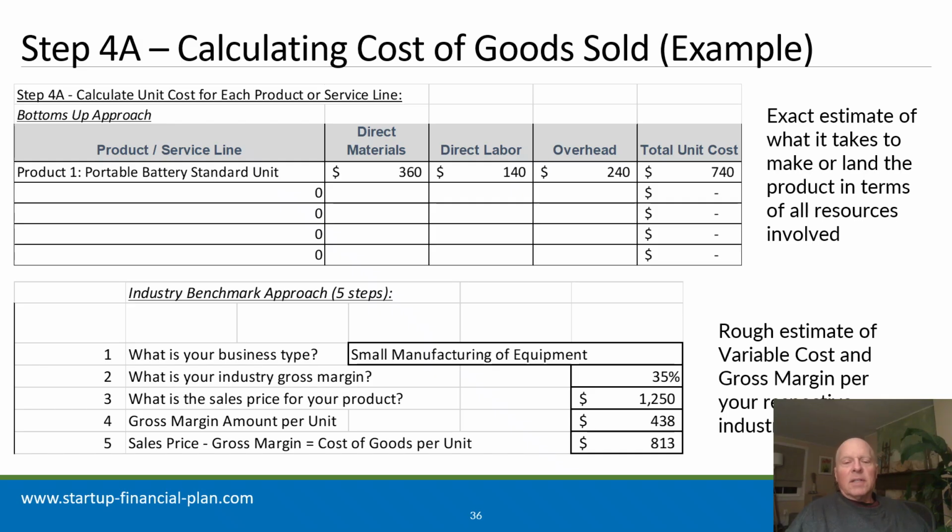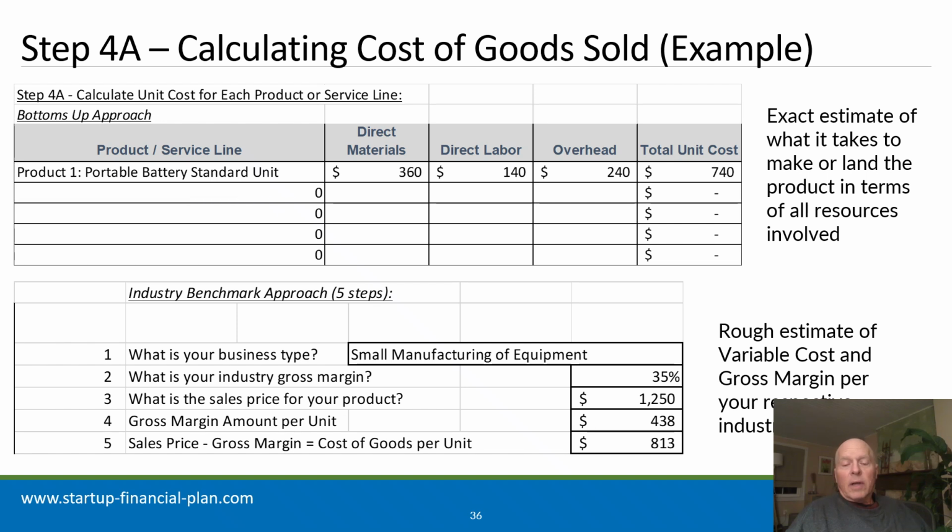So that's the detailed bottoms-up way. Or if you want to do it based on your NAICS code, you figure out what your NAICS code is, say small manufacturing of equipment, and you look it up in the databases at the library and they'll show you what the financials are for your industry. And it says the gross margin is 35%. Then you have to figure out what you're going to sell it at. I'm going to sell it at $1,250.